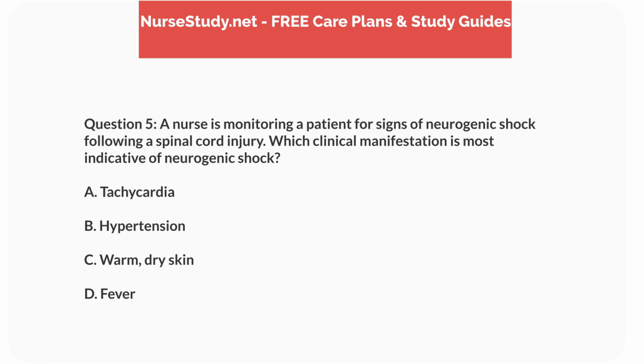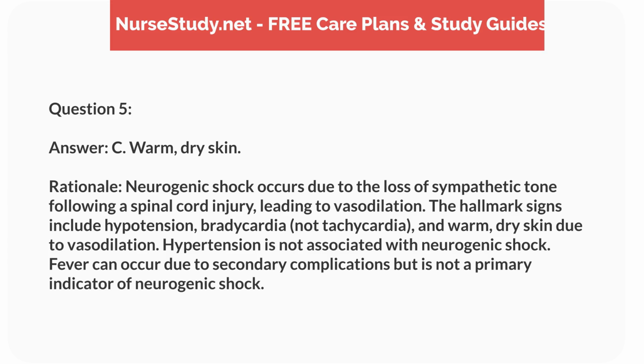Question 5. A nurse is monitoring a patient for signs of neurogenic shock following a spinal cord injury. Which clinical manifestation is most indicative of neurogenic shock? A. Tachycardia. B. Hypertension. C. Warm, dry skin. D. Fever. Answer: C. Warm, dry skin.